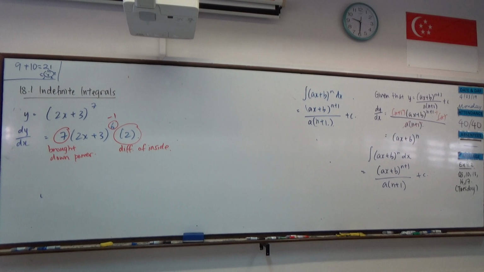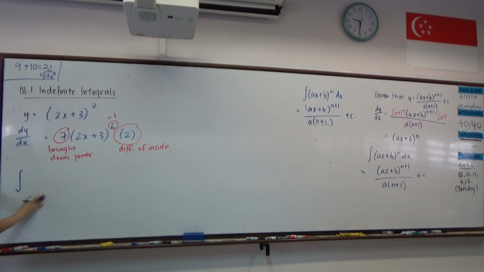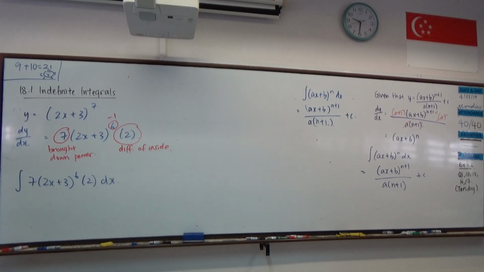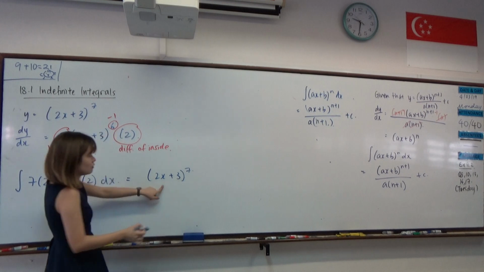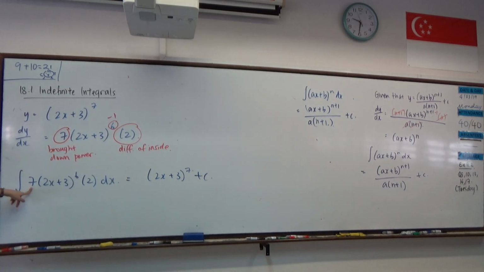So if I were to do integration of this, I will have to get back the reverse, right? So how do I actually get back the reverse? In order to get this part over here with a plus c at the back, I will need to divide the 7 away, divide the 2 away, and then plus 1 to the power, which is going to be the opposite, right?